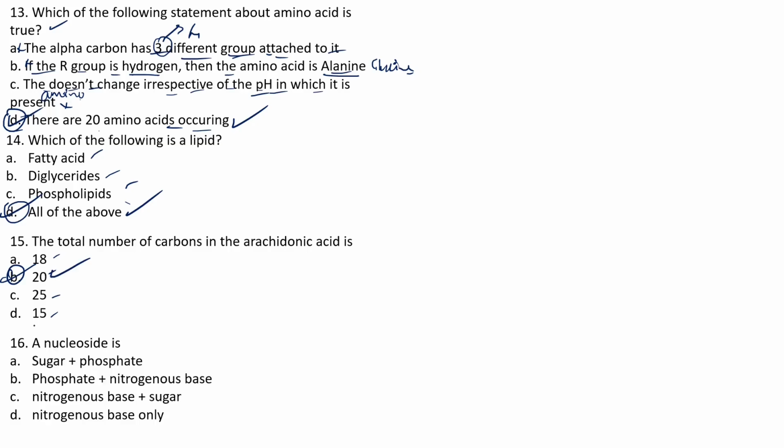The next question, a nucleoside is sugar plus phosphate, phosphate plus nitrogenous base, nitrogenous base plus sugar, and nitrogenous base only. So a nucleoside is mainly made up of a sugar and a nitrogenous base, right? If you attach a phosphate molecule, it becomes a nucleotide, right? So hence C, a nitrogenous base plus a sugar, will make the nucleoside. So C is going to be our right answer.